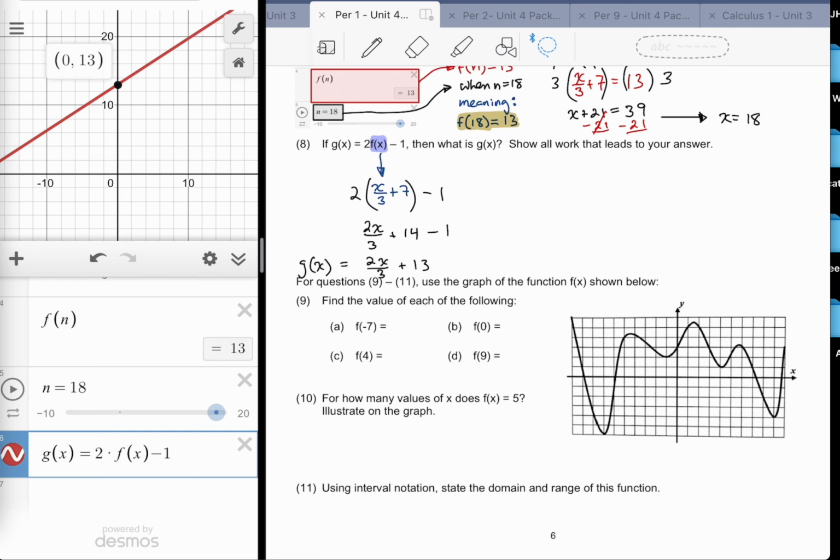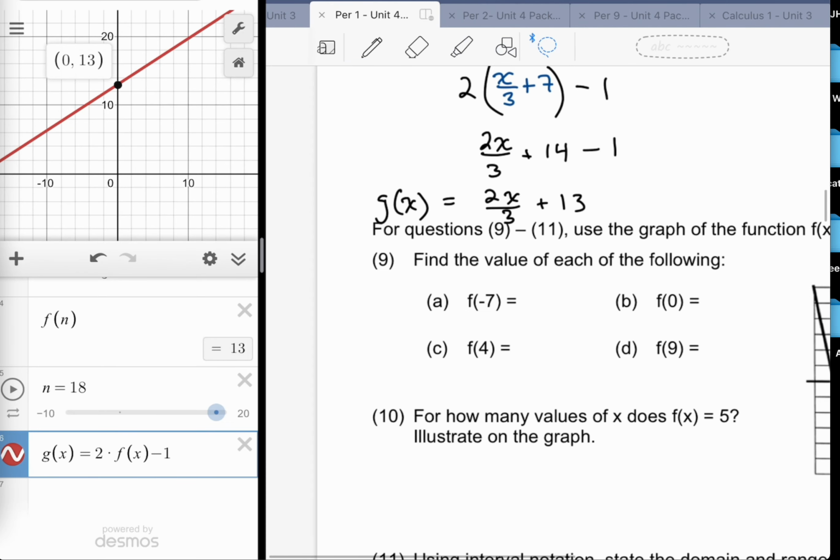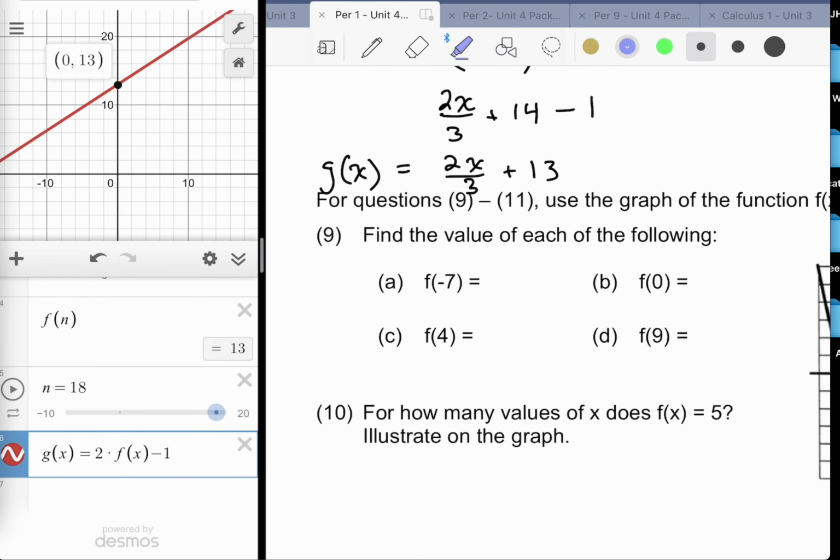Number 9, just a crazy looking problem because you're given a graph. But if you understand that anytime you see f of anything, it's asking you for the y value that corresponds with the given x. So each one of these values are inputs. Each one of these are input values, and then each one of the results are your outputs. Now on a graph, the inputs are your x and your outputs are your y's.